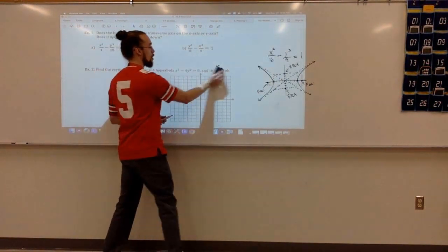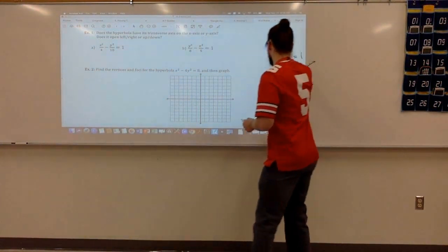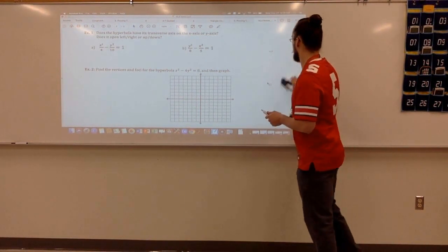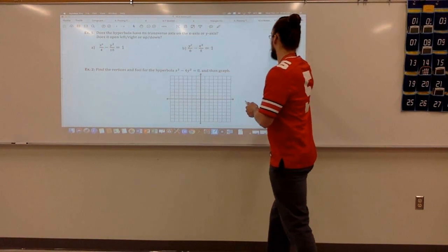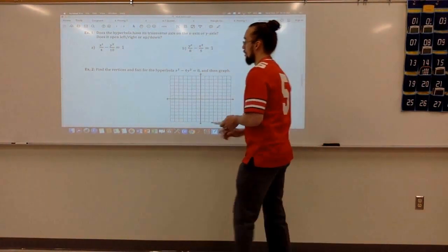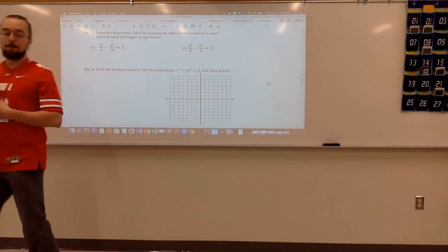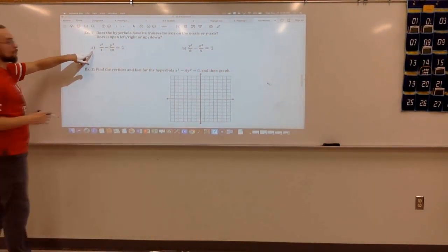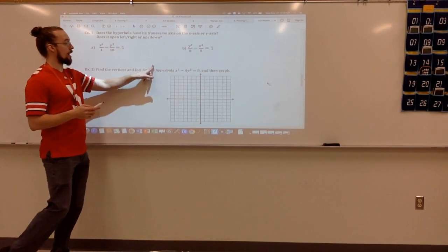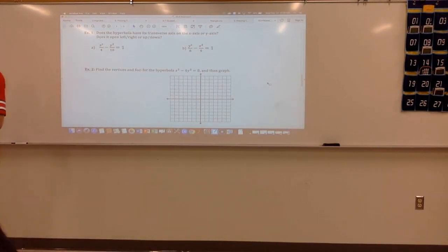Okay, so let's go through a couple of examples here. On example 1, we're just asking, does the hyperbola have its transverse axis on the x or the y, and does it open left and right or up and down? For this first one, x squared over 4 minus y squared over 10 equals 1. So first, is the transverse axis, which is the longer axis, on the x-axis or the y-axis?